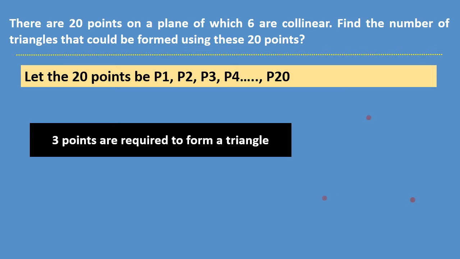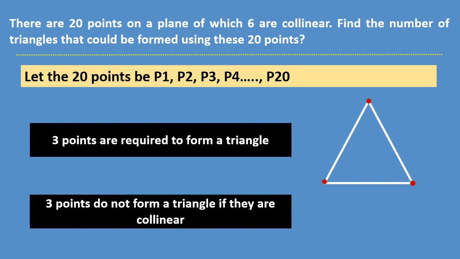So when do 3 points not form a triangle? If they are collinear. What does it mean? That means the 3 points fall on the same straight line, as shown here. Now let us calculate the total number of triangles possible from the 20 points, out of which 6 are collinear.